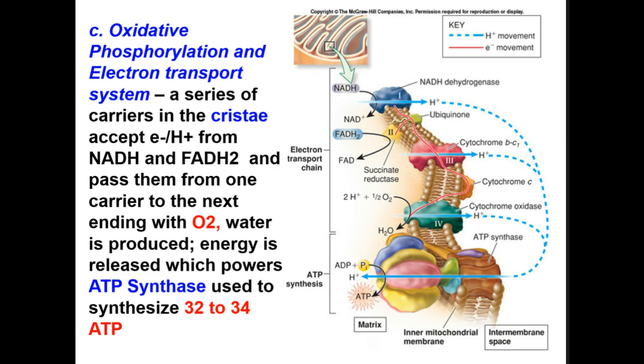Without oxygen, electrons would be unable to move through the electron transport chain, and this in turn would stop hydrogens from being pumped across the inner membrane. And without this gradient, the ATP synthase enzyme would not be able to generate ATP. So the electron transport chain is a series of carriers in the membrane called the cristae, which can accept electrons and hydrogens from NADH and FADH2 and pass them from one carrier to the next, ending with oxygen, to produce water. All of this forms an energy source for turning on ATP synthase to produce ATP.